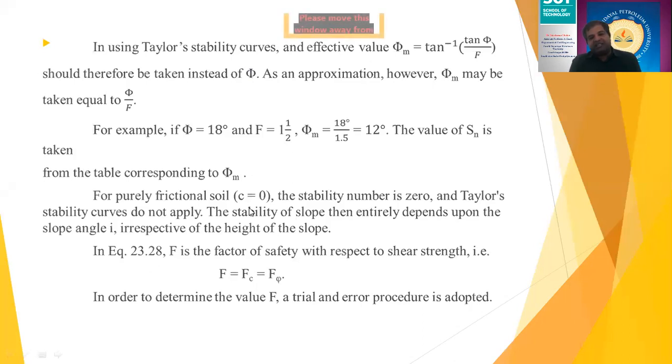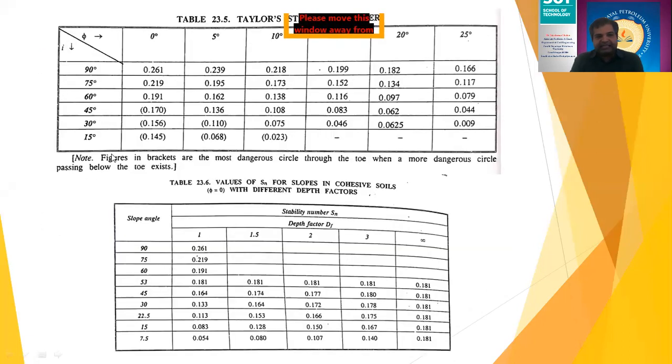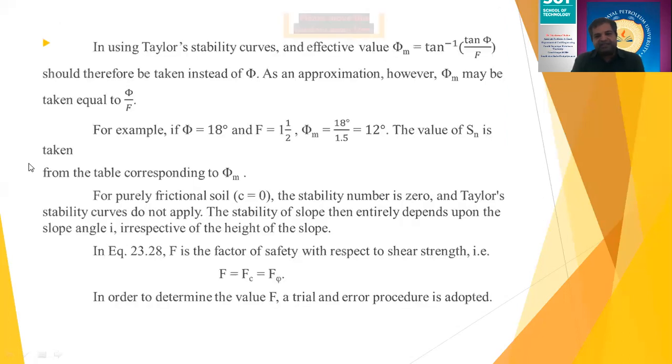Now for purely frictional soil, meaning the cohesion is equal to 0, right? So for cohesionless soil, sandy soil, the stability number is 0. You can see from this curve also, you can visualize as this value goes down, this value is 0. For C equal to 0, there is no plot, because all the values vary with respect to phi. So if you have a value of C which is 0, in this case the Taylor stability number is assumed to be 0. The stability of the slope then depends entirely upon the slope angle. So basically in that case, if the Taylor stability number for C equal to 0 is 0, then it depends only on i.